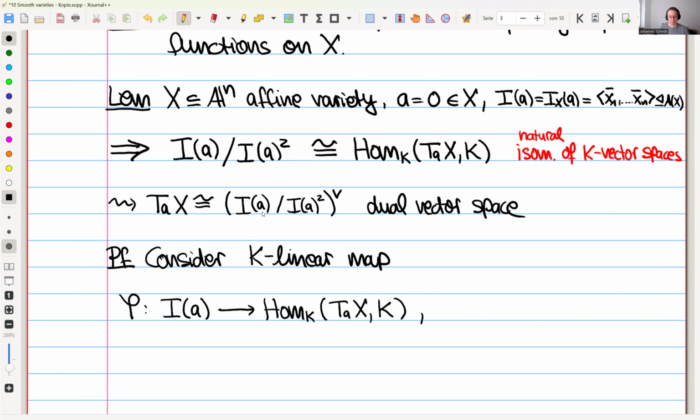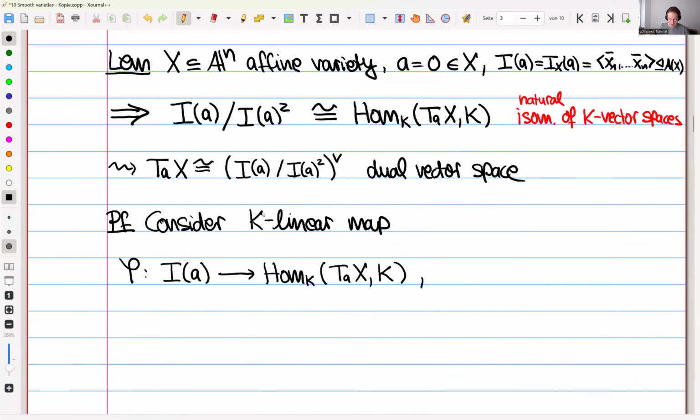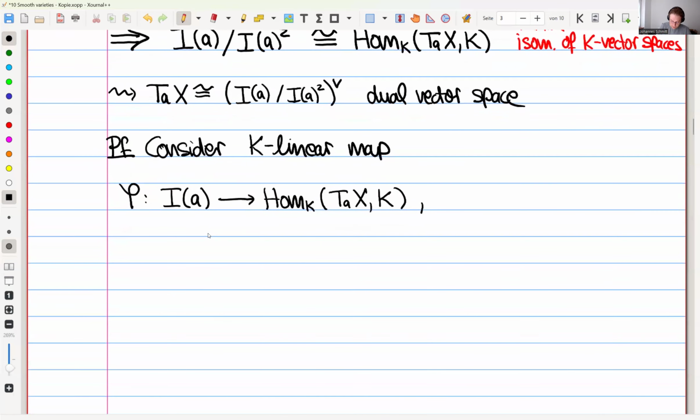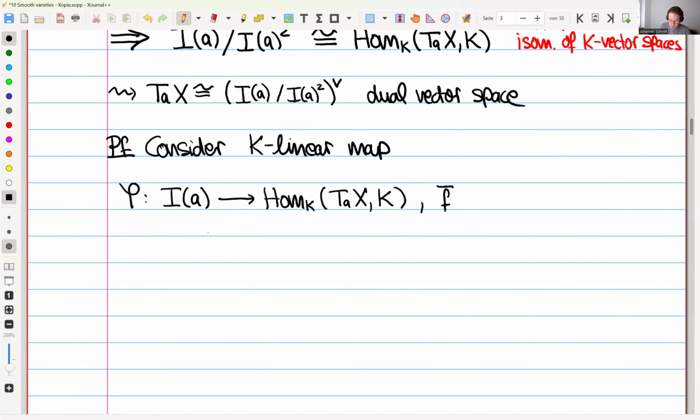Okay, so let's go through the proof. As always, we first want to define a map from one side to the other. We first define a map from I(A) to this side, and then we show that I(A) squared is the kernel. The map takes an element of I(A), which means it's an equivalence class f bar of a polynomial f, and sends it to a homomorphism from T_A(X) to K: you pick some representative, take the linear part of f, which is a linear polynomial on A^n, and then restrict it to the subspace T_A(X). This is the whole map.